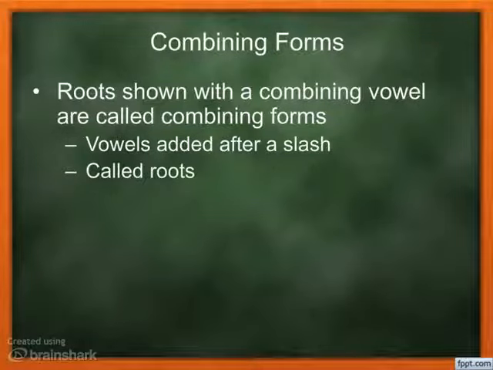So that's called the root. And then one example is neuro. You can see ner slash o. So when you write the word in real life, you don't have that slash there. This is just demonstrating to you how a word is put together. Neuro is what we use for the central nervous system, nerves, etc.